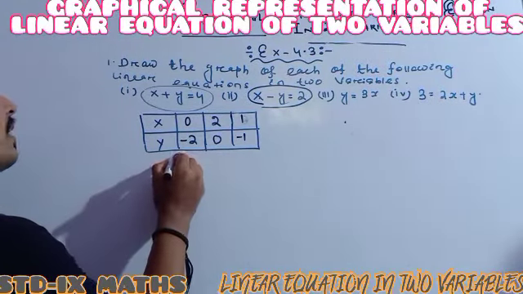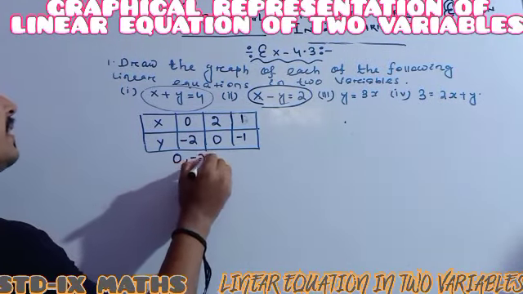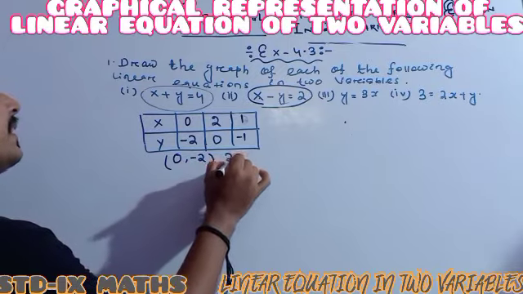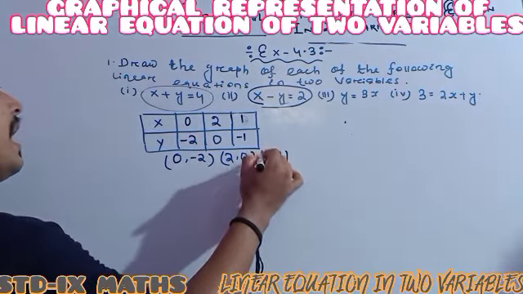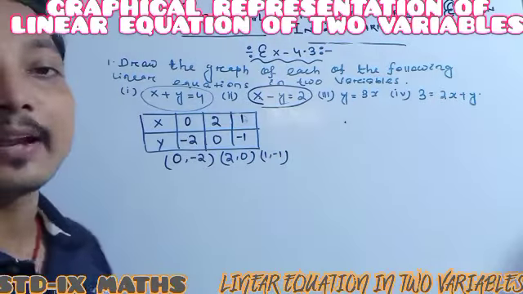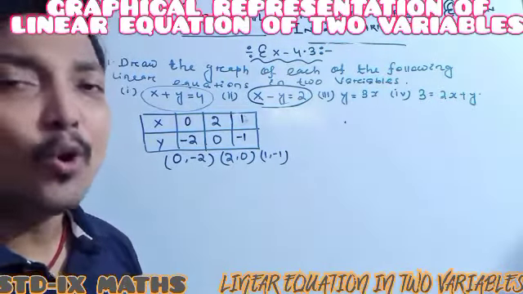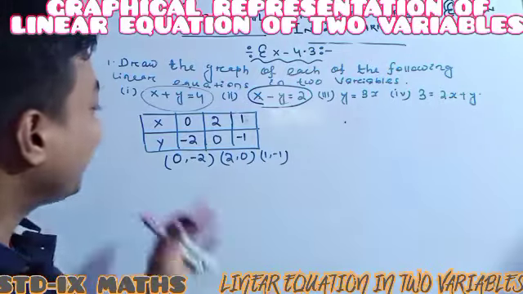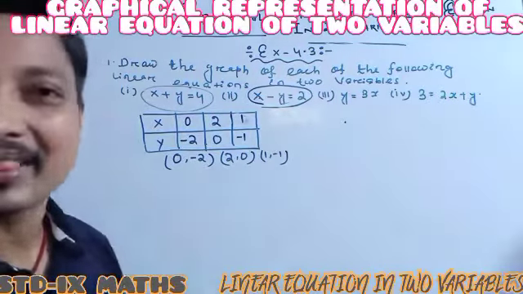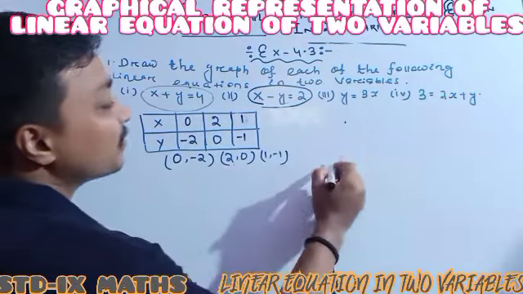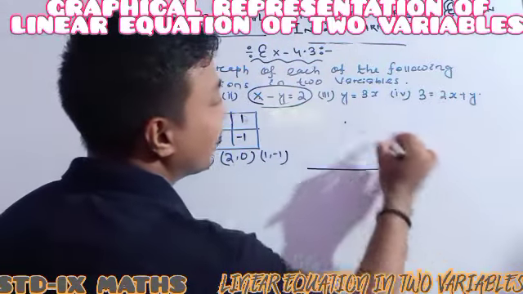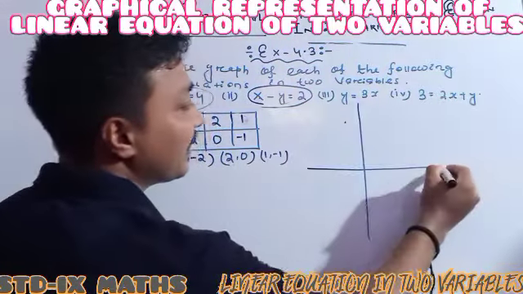As we have already got the points, it means we have got the solutions. So one of the solutions is 0, minus 2, next one is 2, 0, next one is 1, minus 1. As everyone knows, to draw the graphical representation only 2 points are sufficient, but here for checking purpose we have taken the third point also. See, here it is 2, 2, minus 1, so we have to draw the graphical representation in such a way.